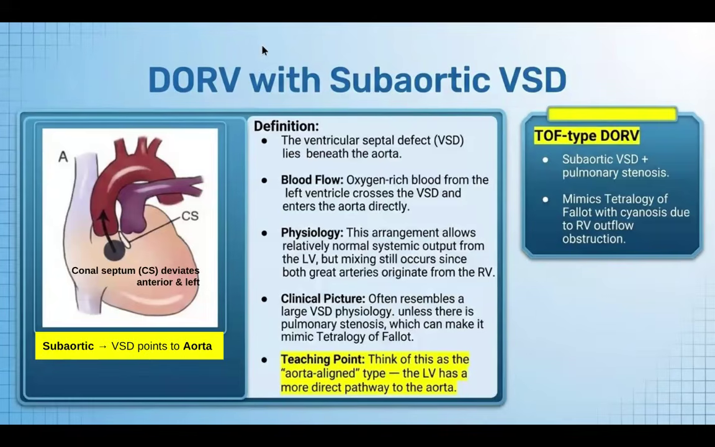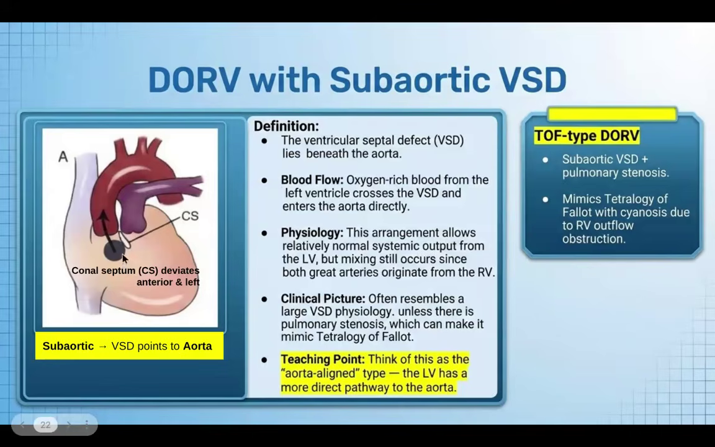So the double outlet with a subaortic VSD, I put here on the side so you can see what it will mimic. With this particular one, it tends to mimic a tetralogy, simply because the VSD points to the aorta and almost looks like an overriding aorta, which we know is classic in tetralogy of Fallot. So the VSD lies beneath the aorta, allowing blood from the left ventricle to cross that VSD and enter the aorta directly.